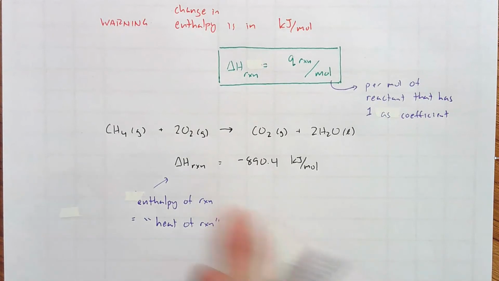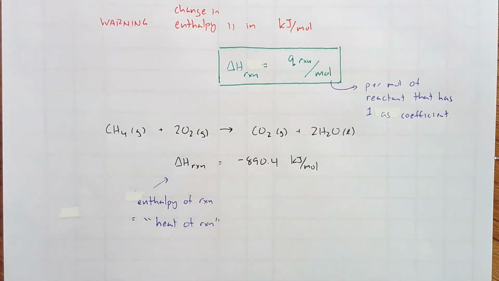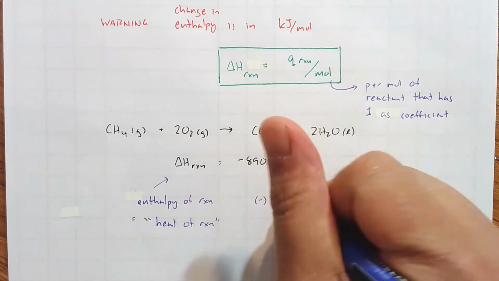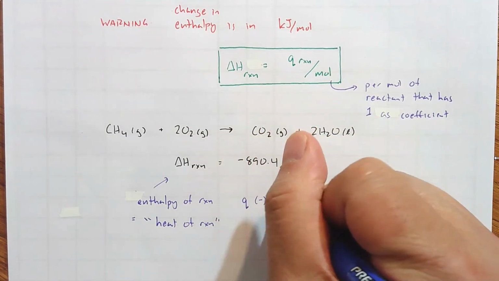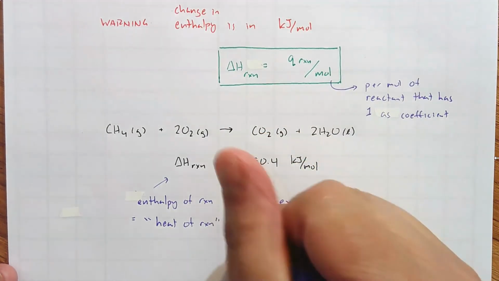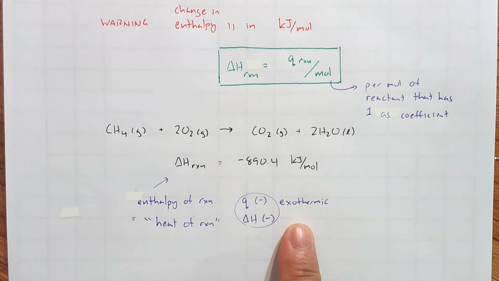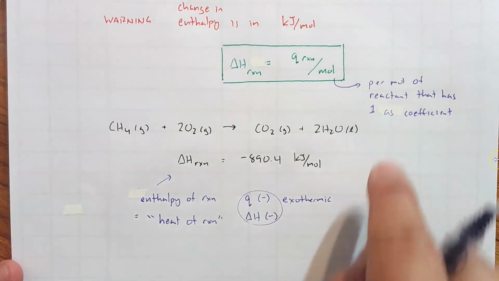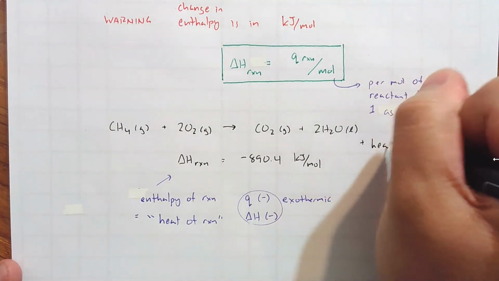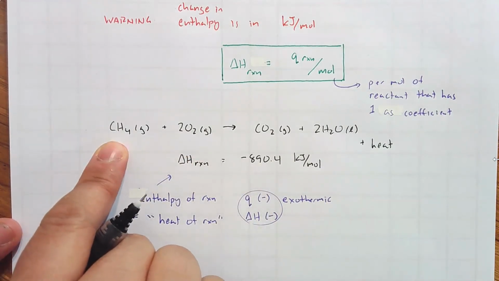Now, do you remember if we're going to really think of this as a Q, do you remember what Q means when it's negative? It means that it is releasing heat. So this negative sign means that it's exothermic. Whether Q is negative or delta H is negative, you are going to think of that reaction as exothermic, releasing heat. So there's heat on this side of the reaction, and you could put that if you want, plus heat. It's actually plus 890.4 kilojoules of heat if you have a mole of methane.